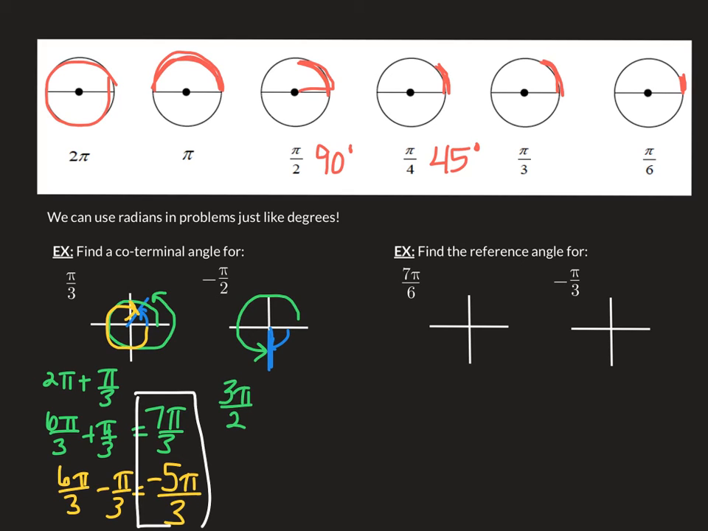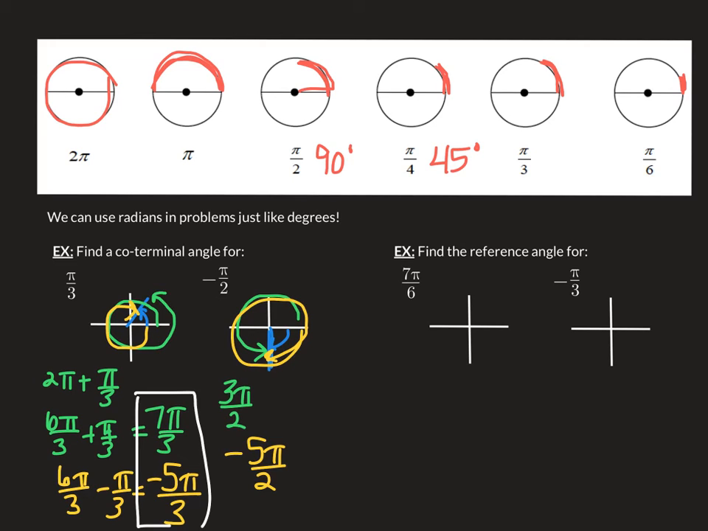But then my negative coterminal angle, I'm going to have to go around the circle once and a little bit. Going around the circle once is 4 pi over 2, which is 2 pi. And a little bit would be adding that extra pi over 2. So my negative coterminal angle would be negative 5 pi over 2. How'd you do?